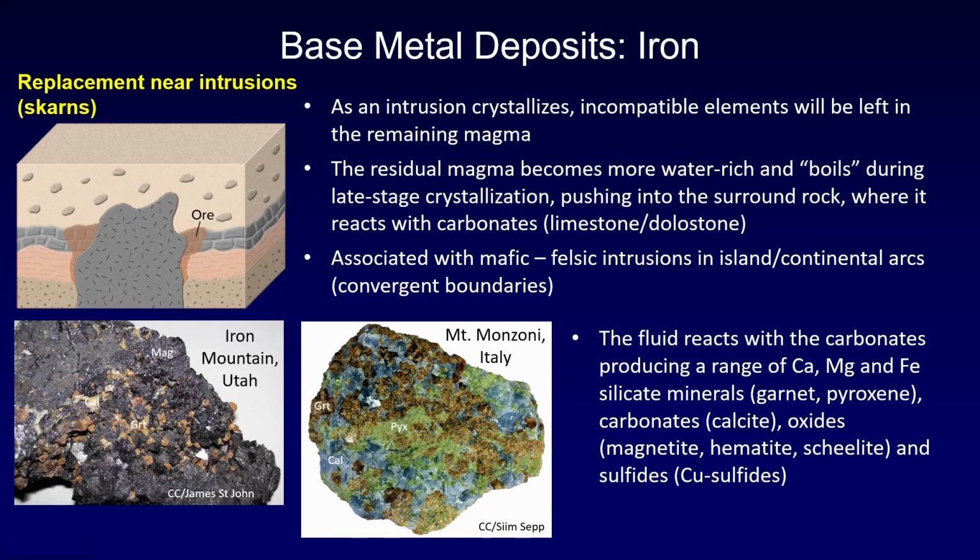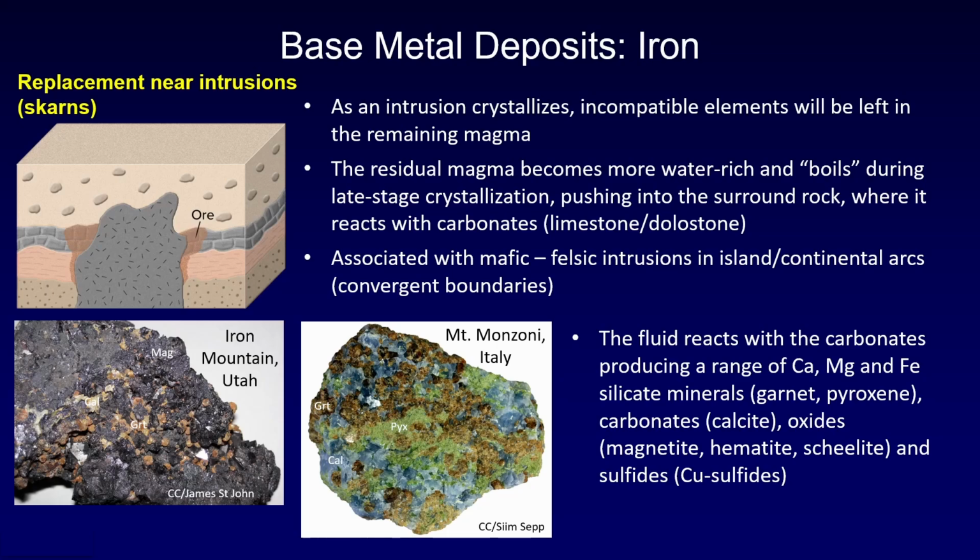However, there's going to be a whole range of elements which are not being used. These are the incompatible elements. These will be elements like, for instance, uranium, lithium, and manganese. They're not really being used to make silicate minerals, so they just get left behind in the magma.